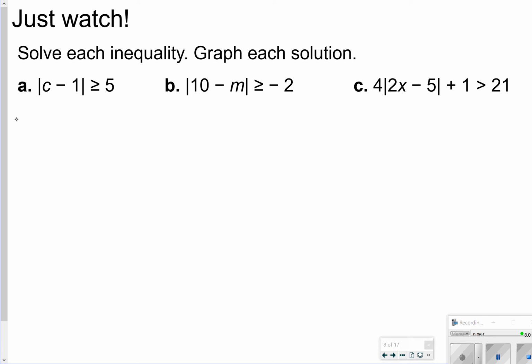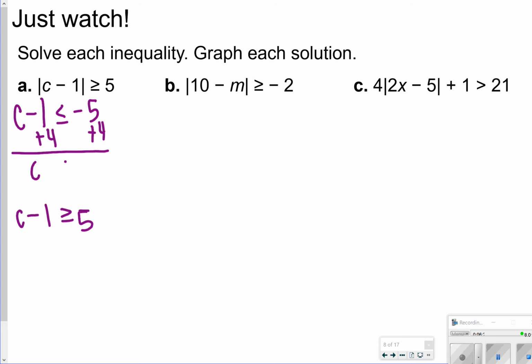So solving these inequalities where we have greater than or equal to's. So we have c minus 1 is going to be less than or equal to negative 5, and c minus 1 is going to be greater than or equal to 5. I'm going to add both 1's to it. So I'm going to get c is less than or equal to negative 4.